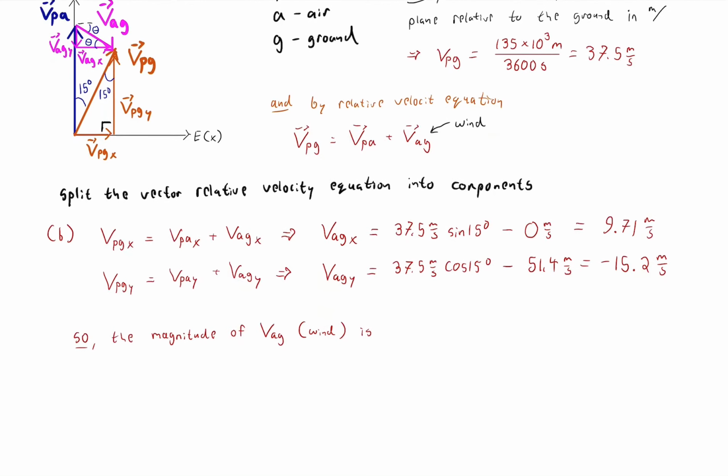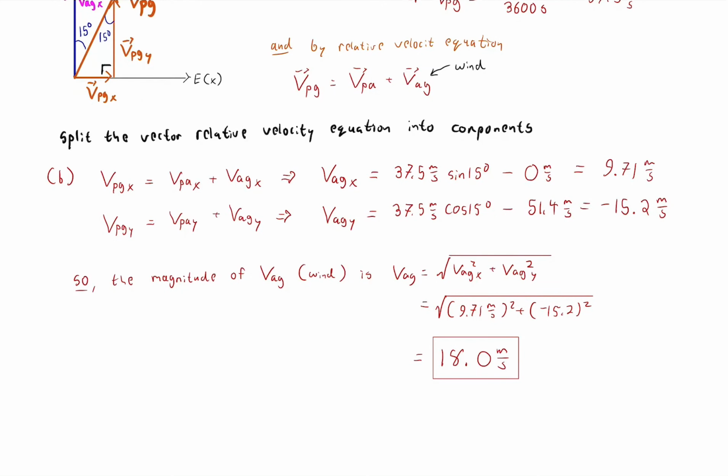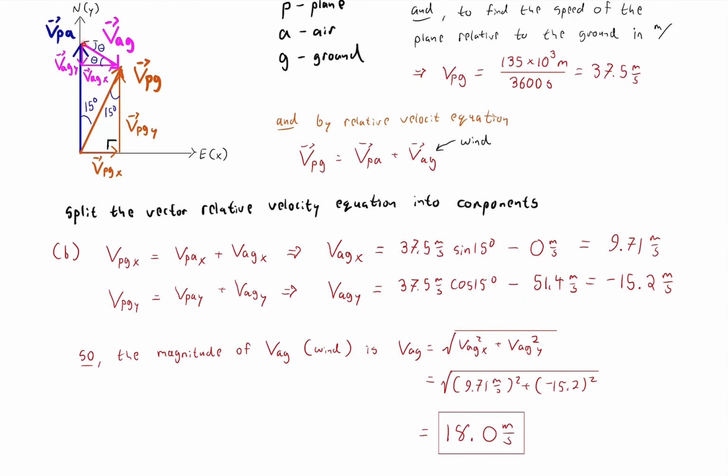So the magnitude of the wind is found using the Pythagorean theorem, right? Because of course, this is a right triangle. And I clearly show the two right triangles, the pink and the dark orange one, that form the non-right triangle that's composed of all three vectors. But anyway, when I take my two components of the velocity of the wind, square them, sum them, and take the square root, I get 18 meters per second. So that's the length of the pink vector.